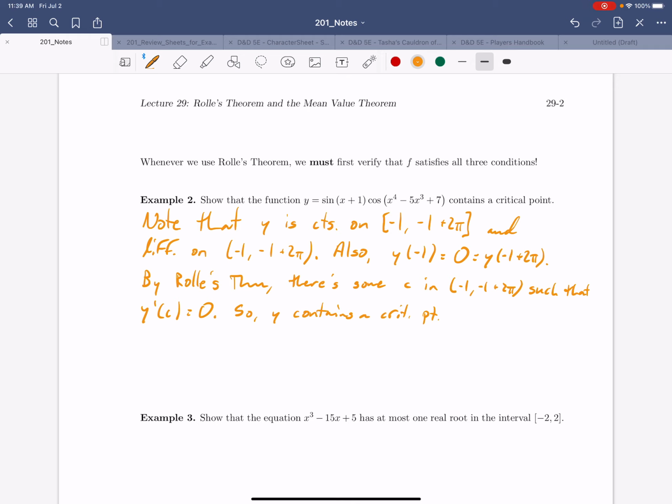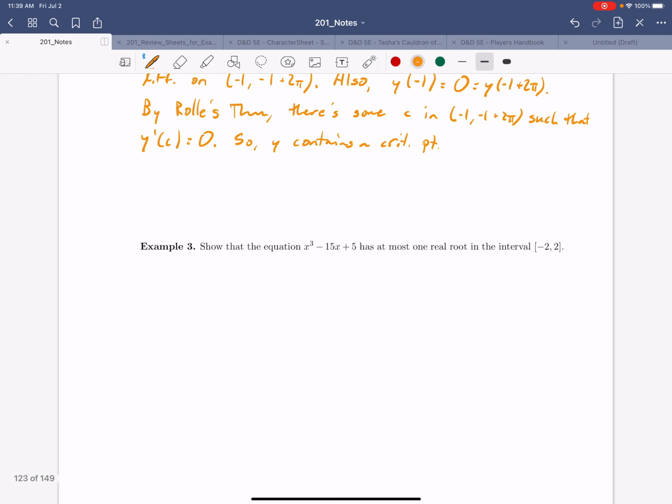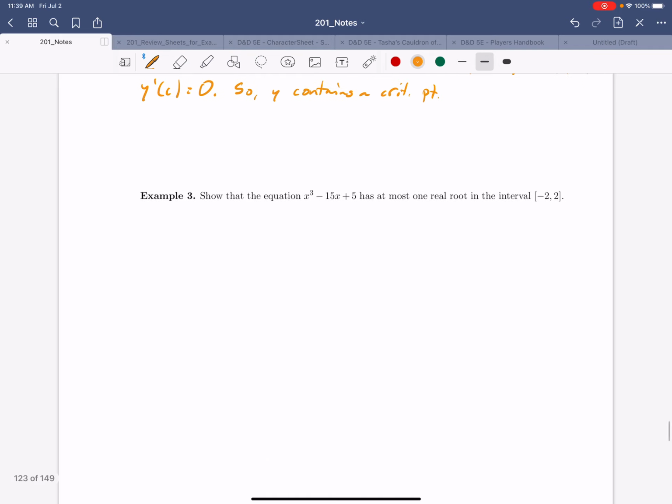Okay. Notice that this was a proof. It's sort of similar to the intermediate value theorem, right? I had to verify some conditions, had to plug some values into the function, but then I just stated the conclusion of the theorem, and then that gave me my answer. Here's another example. Show that the equation x cubed minus 15x plus 5 has at most one real root in the interval from -2 to 2.